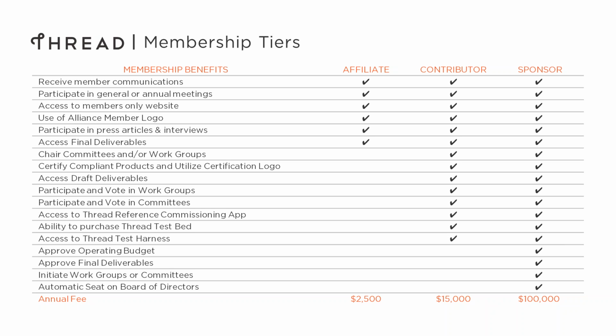And Thread Group has also worked extremely hard to make certification as simple as possible and provide tools to help companies go through it. We have a test harness, test bed, and a reference commissioning app that we provide to the contributor level. Also at the contributor level, you can participate in committees and even chair some of the committees and vote in the committees. So you get access to being able to drive the Thread direction forward.